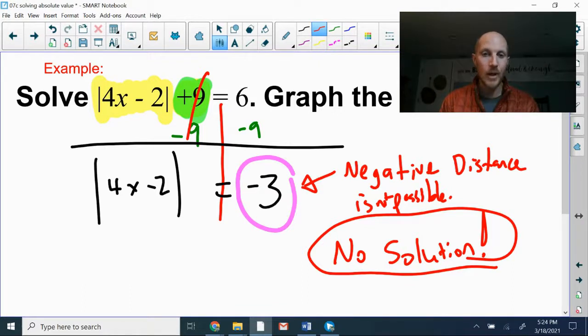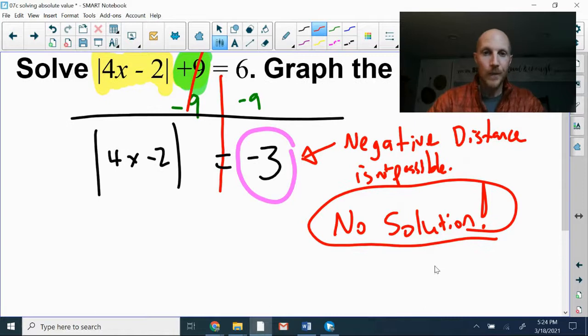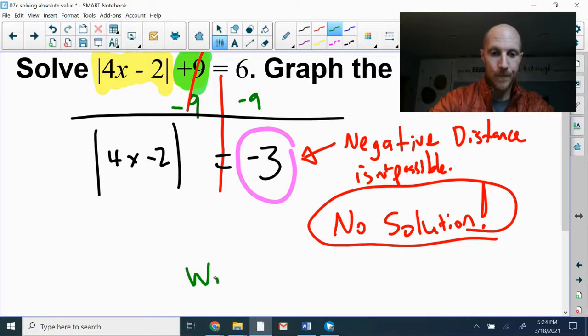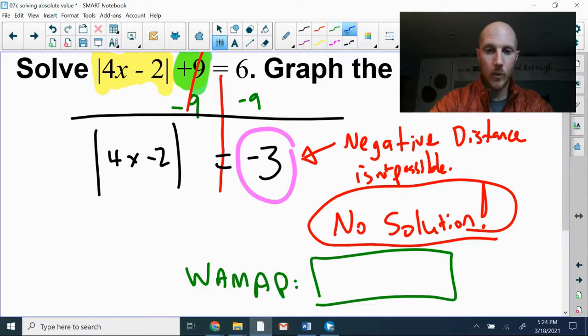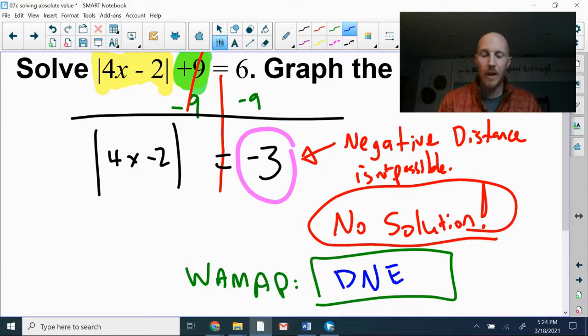If it equals a negative number, there is no solution. Right? So the appropriate response as a mathematician when you have a problem like this is you just say there is no solution, or you could say it's not possible. And for us, since we're doing our assignments in WAMAP, we are going to write DNE, an abbreviation for does not exist. Essentially it means the same thing as no solution, just different words, and we get to abbreviate. So it's actually shorter. DNE, does not exist, because absolute value has got the negative answer there.